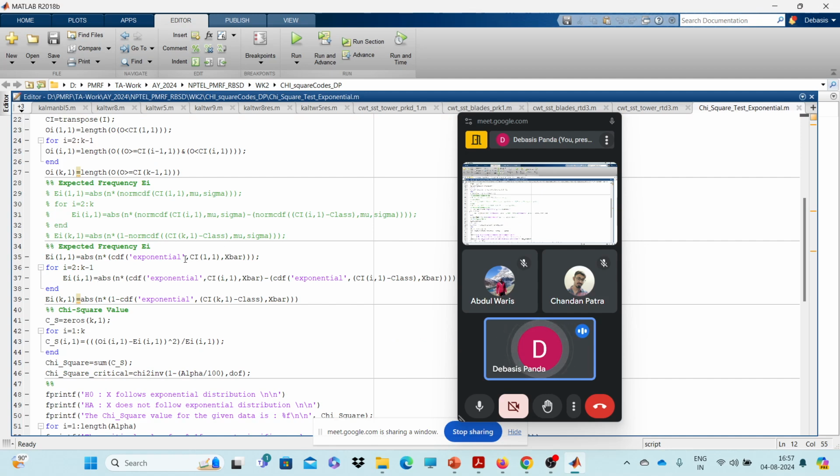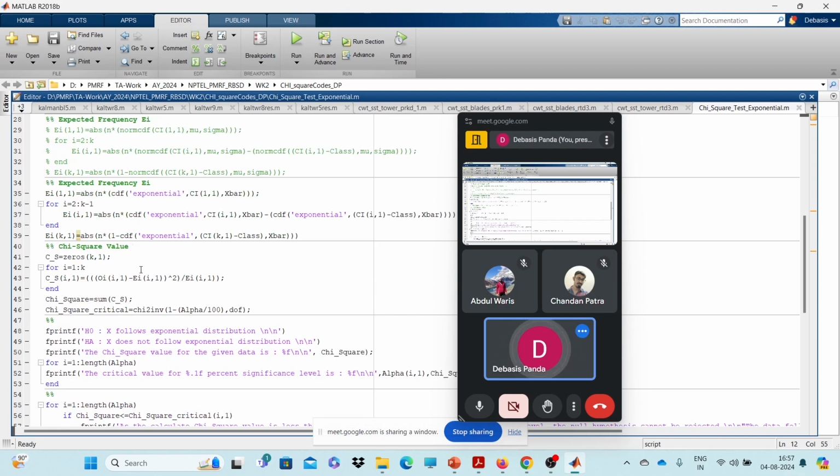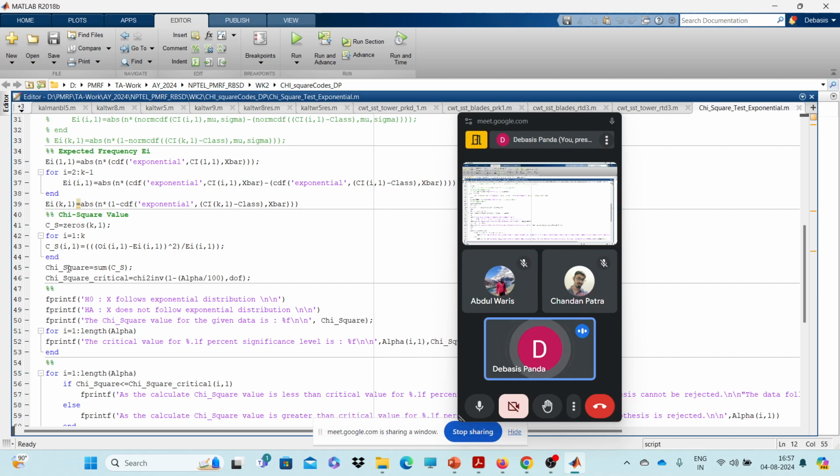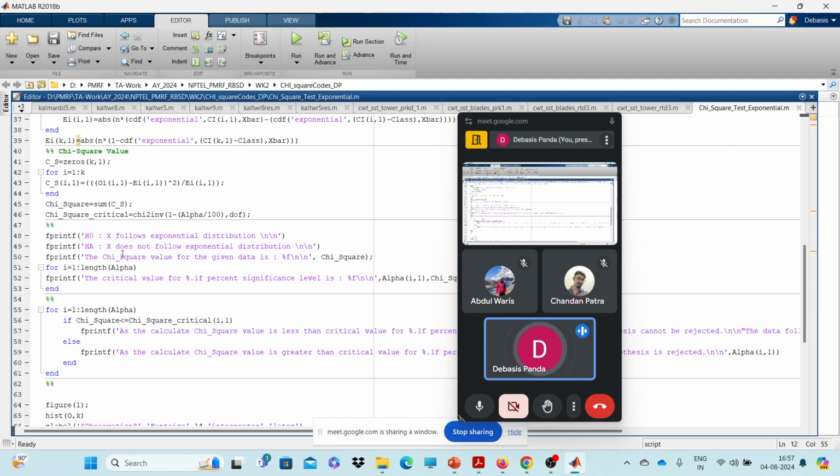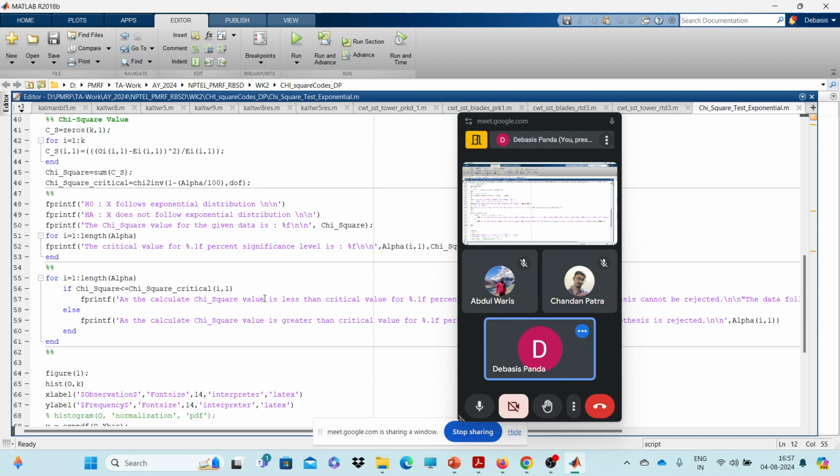So here the exponential distribution was used. For the exponential distribution, the classes and the frequencies are given. Finally, the chi-square value is calculated. It will check whether your chi-square value is less than the chi-square table value, and it will tell you whether your null hypothesis is rejected or accepted.